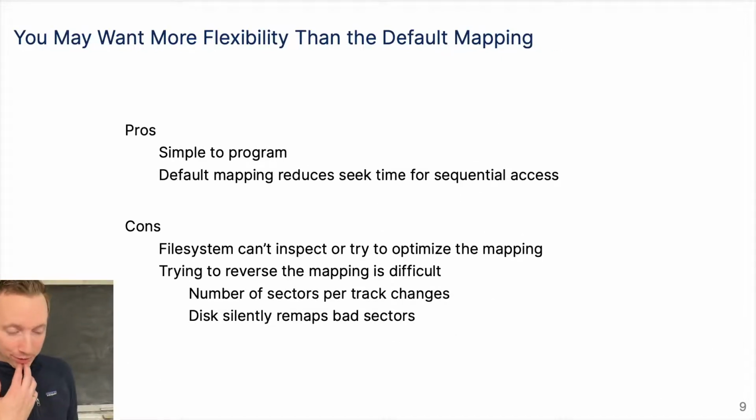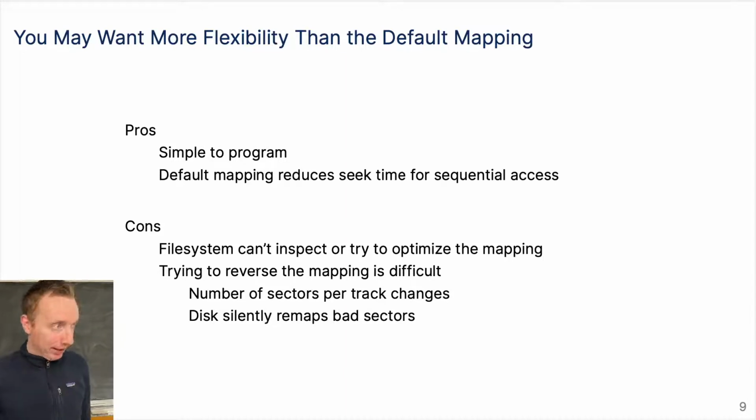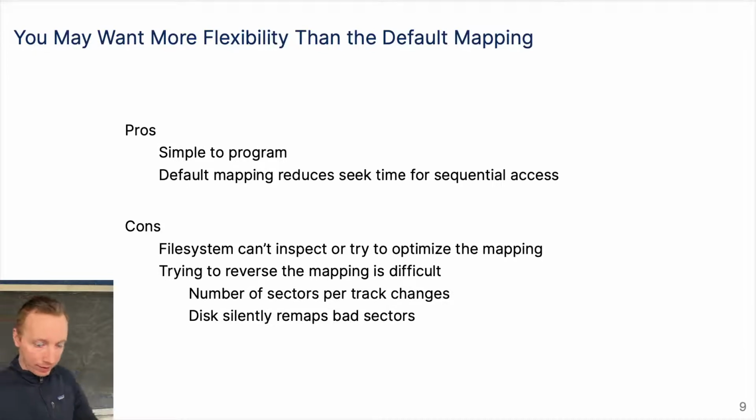The pro of that is it's really simple to program. You just access things sequentially in terms of indexes as much as you can. The default mapping aims to reduce seek time for sequential accesses, but the cons are that the file system can't inspect it to try and optimize anything and truly lay it out, or have data that's accessed together placed under multiple heads at the same time. It's never going to be able to figure that out. And if you try to reverse it, it's also going to be a pain.